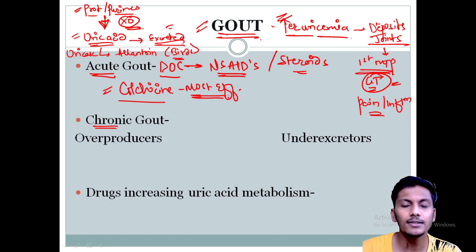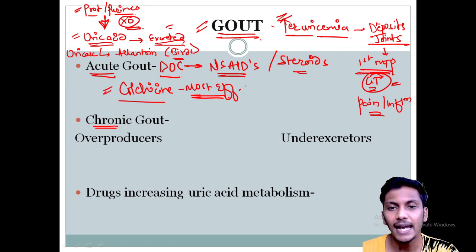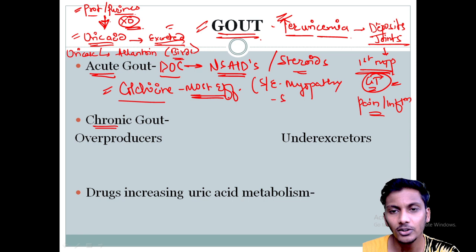Okay, colchicine is the most effective drug in gout, which is usually used in cases of acute severe episodes of gout, right? The side effects associated with colchicine that you need to remember: the first one being myopathy, and the second one, it causes severe diarrhea. So please remember, colchicine can cause myopathy or severe diarrhea.